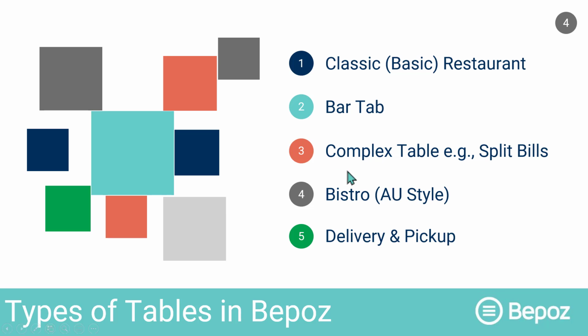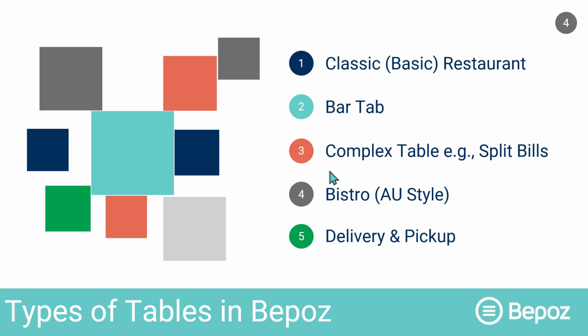Now these next three table types on the list we will not get into detail with today, but complex tables are things like split bills, where one physical table might have 3 guests and each guest has a separate bill with only their items on it or portions of items that the guests have shared, and those splits can be paid for individually. Then we've got bistro.